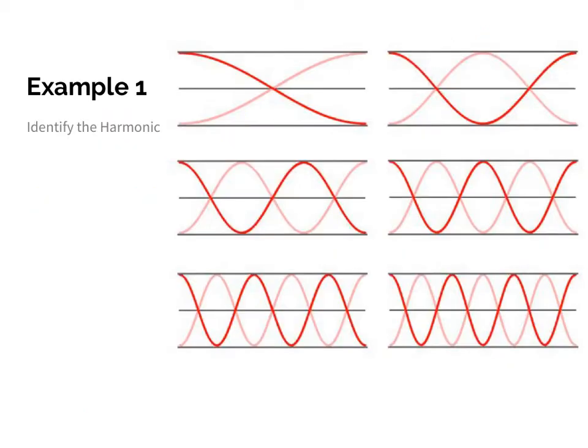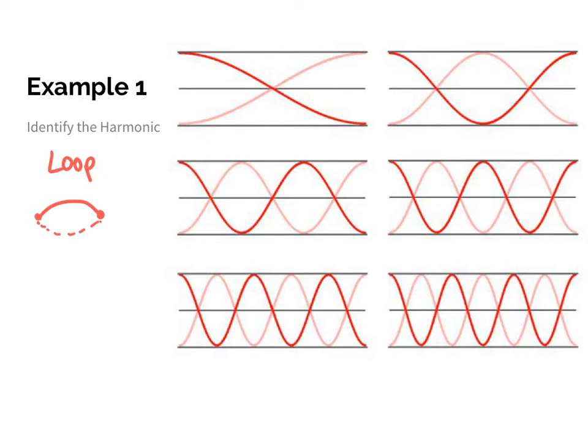All right, now we're going to go through some examples. The first one we're going to do is identify the harmonic. I like to do it by counting loops, okay? This is kind of the best way to do it. When we count a loop, think of a loop as, from last unit, a node to node with an antinode in the middle, okay?